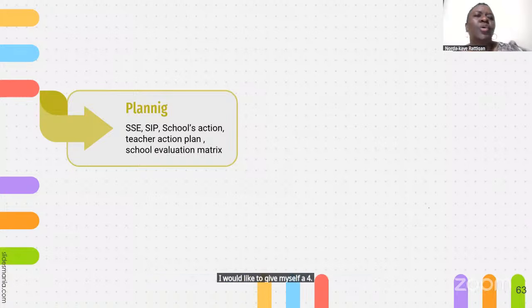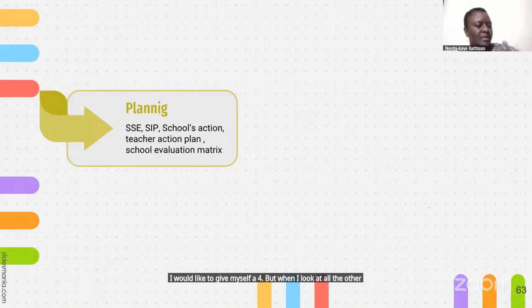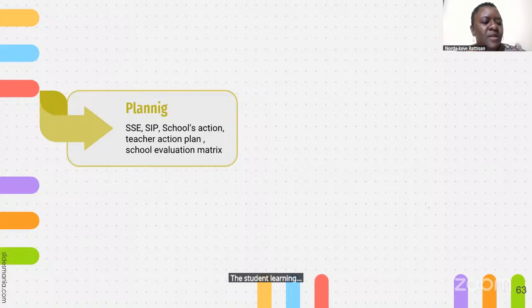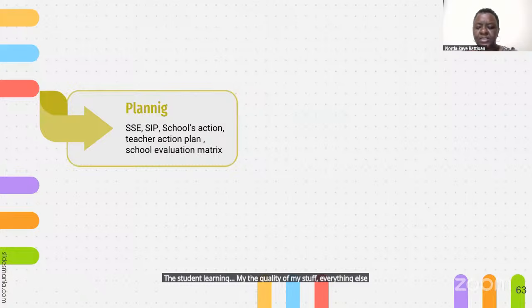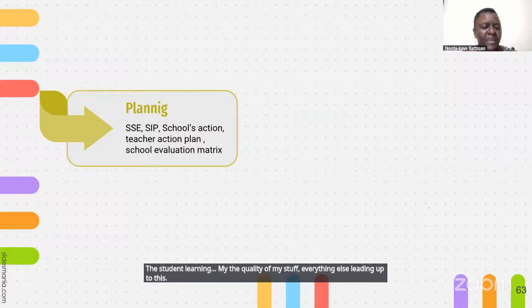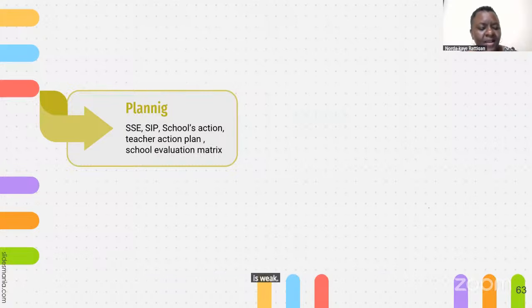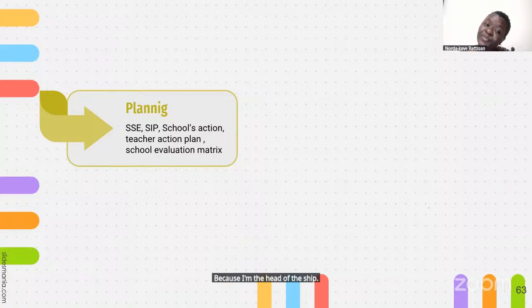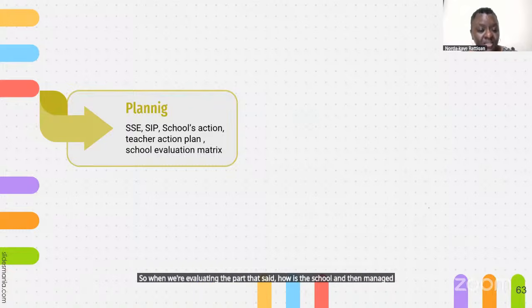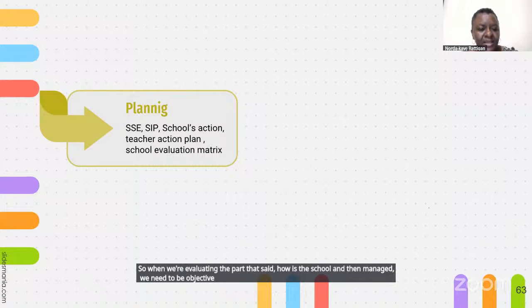But when I look at all the other things, the student learning, the quality of my staff, everything else leading up to this is weak. That means I can't get a 4 because I'm the head of the ship and the ship is sinking at the back. So when we're evaluating how the school is led and managed, we need to be objective and just speak it like it is.